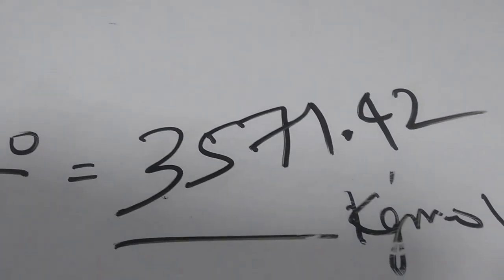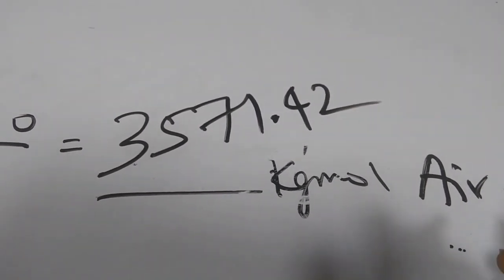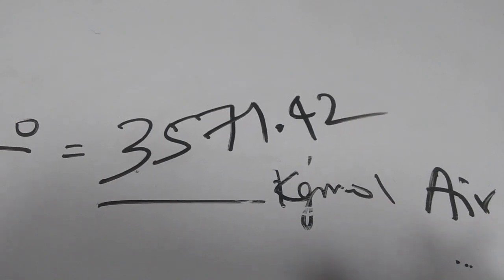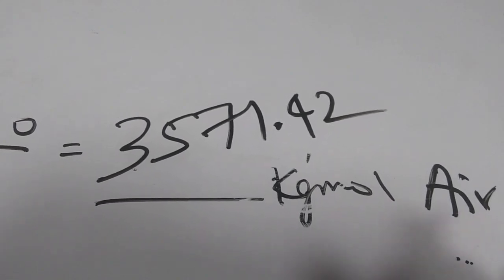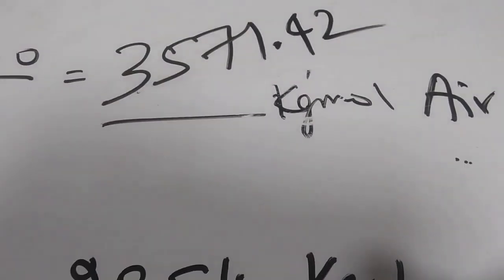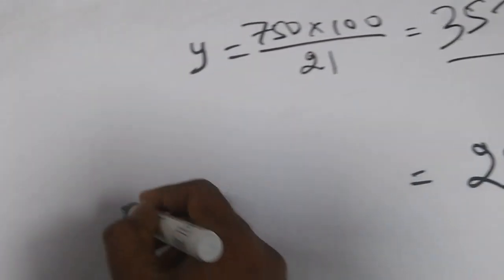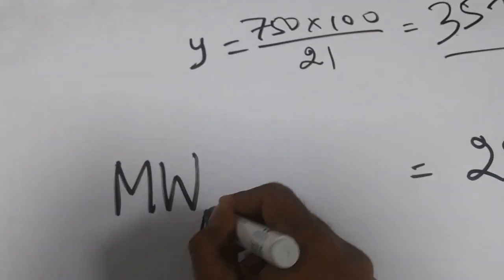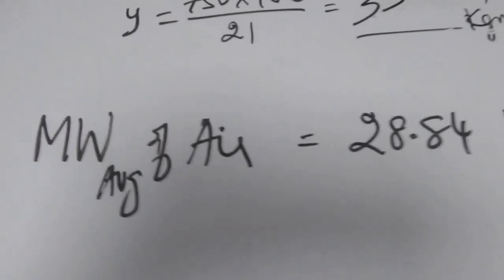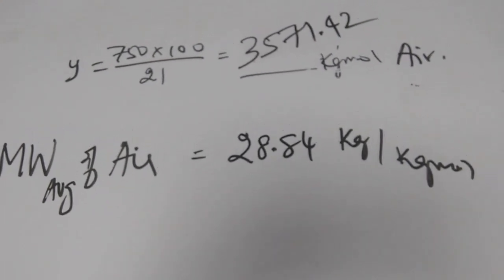3571.42 kg moles of air. Okay, so we have got kg moles of air. Now only we are going to apply the average molecular weight that we have determined. The average molecular weight of air is 28.84 kg per kg mole. Okay, average molecular weight of air is 28.84 kg per kg mole.